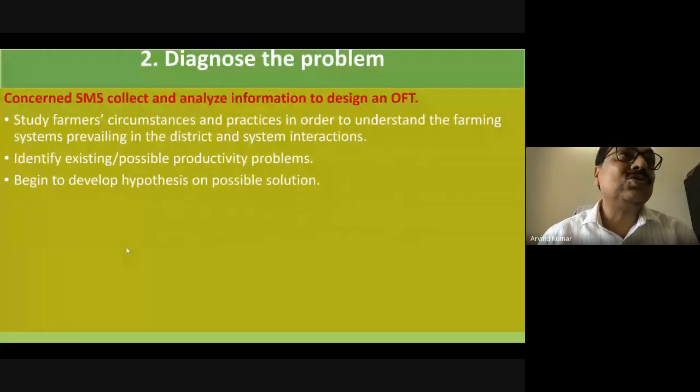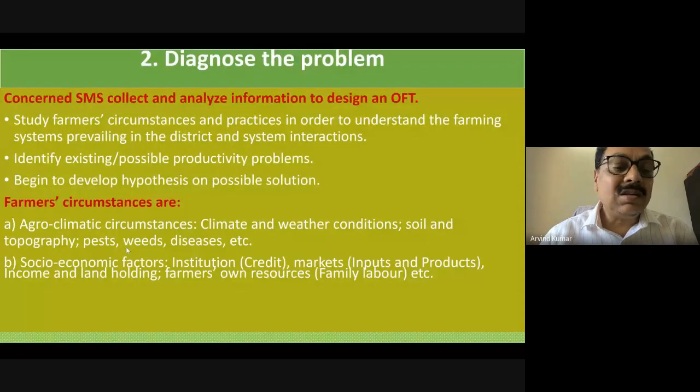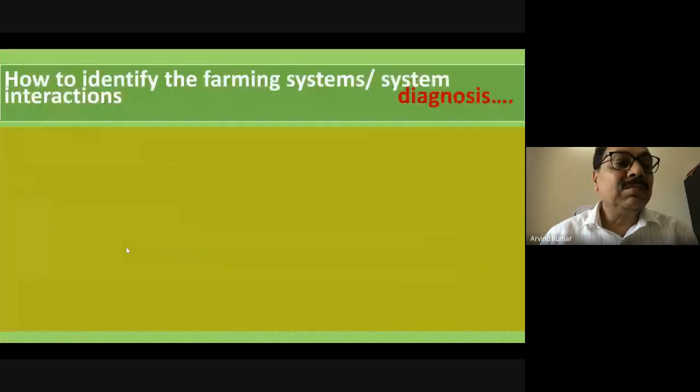So once you understand the circumstances, that is related to agroclimatic conditions, like weather, soil, topography, pests, weeds, diseases, etc. So we have to gather the information related to them. Then socioeconomic factors, like whether the facility of credit, markets, inputs, etc. is available, and resources, whether he has family labor or not.